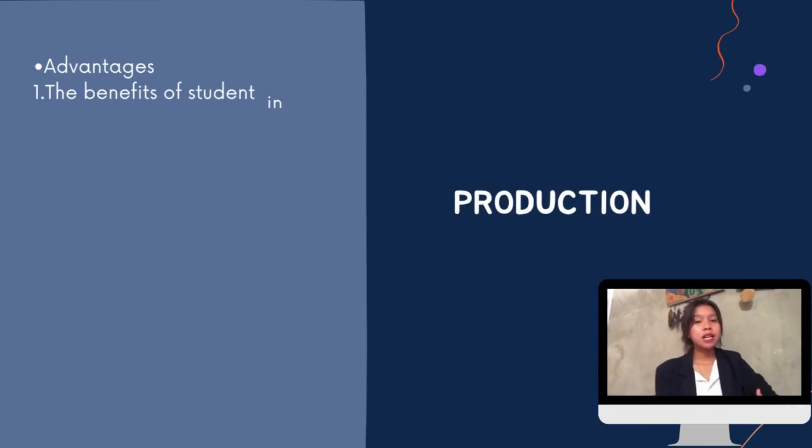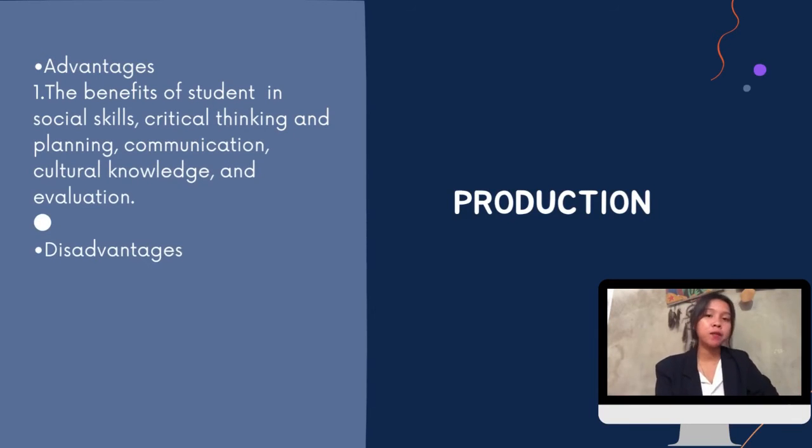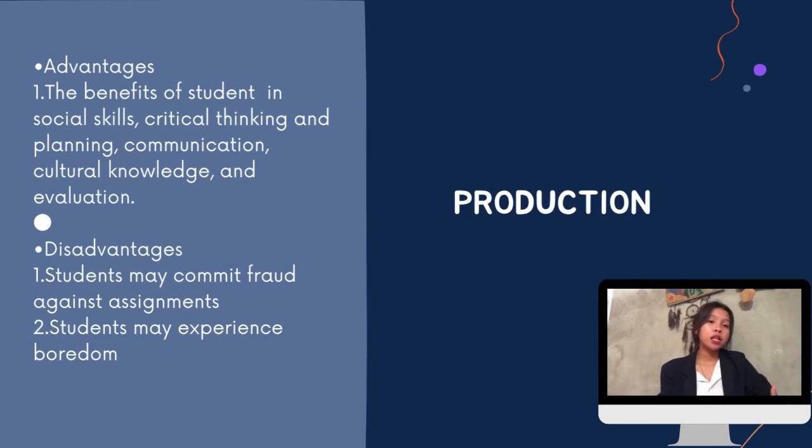And the next material is about the advantages. The benefits of student production for learning include student gains not only in language and content but also in social skills, critical thinking and planning, communication, cultural knowledge, and evaluation. The production process is a carefully designed process and crucial for the success of the project. Planning, development, and evaluation are three general stages in the production process.